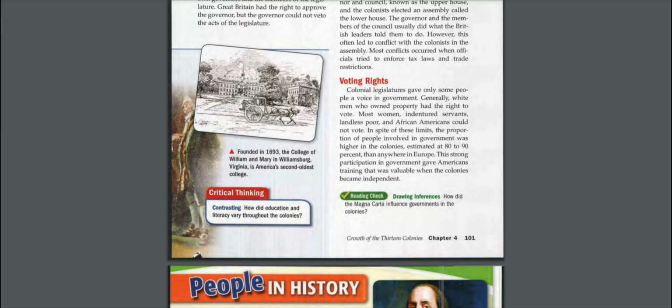the proportion of people involved in government was higher in the colonies, estimated at 80 to 90%, than anywhere in Europe. This strong participation in government gave Americans training that was valuable when the colonies became independent.